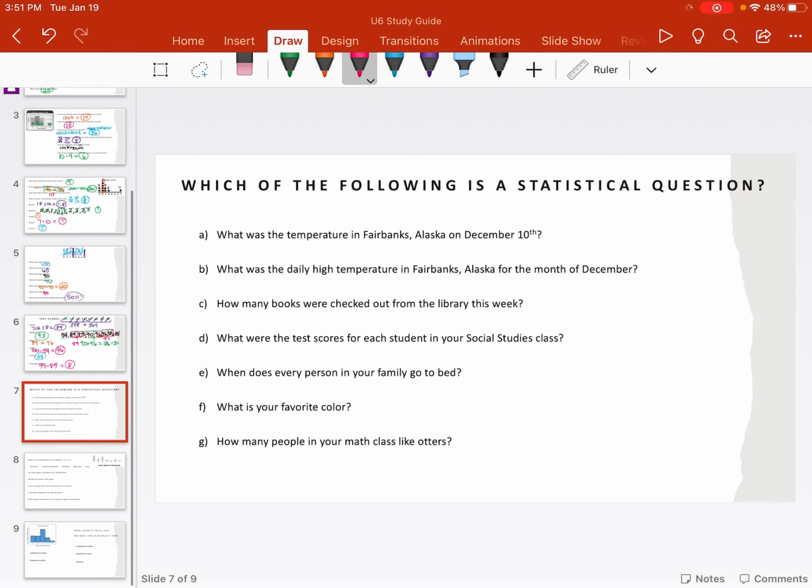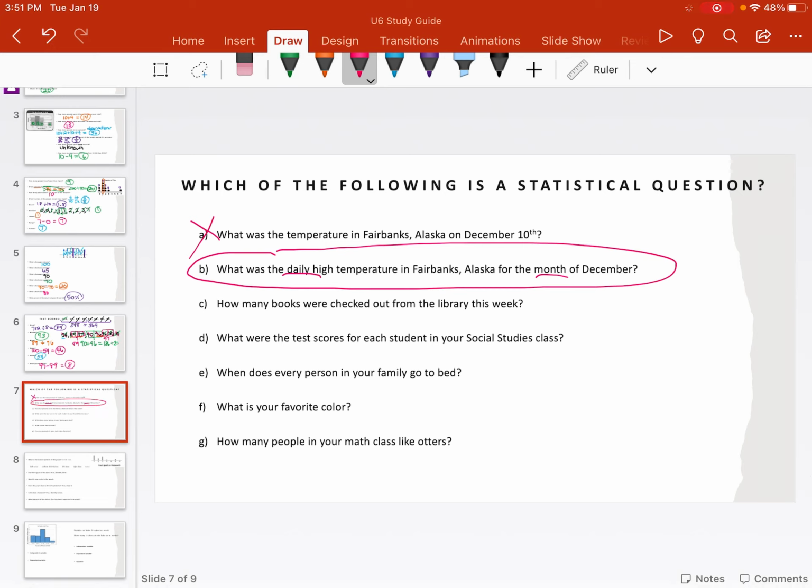Okay, just a couple more. Statistical questions. Remember, these are questions where you would get multiple pieces of data for your answer. So what was the temperature in Fairbanks, Alaska on December 10th? No, that's going to give you one answer. What was the daily high temperature in Fairbanks, Alaska for the month of December? Daily high over the course of a month. So like 30 days, 31 pieces of data. So yes, that is statistical.